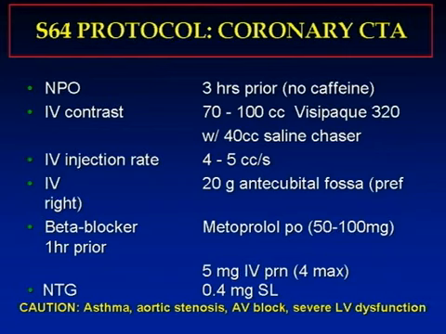Once we give them the oral beta blocker, we have them wait for about 45 minutes before we do the scan. Once the 45 minutes are up, we put them on the table, and if we need to, we'll then give them additional IV metoprolol in 5 milligram aliquots, and we'll give 4 maximum in that. In terms of beta blocking, you have to do it with caution in patients who have asthma, aortic stenosis, AV block, or severe left ventricular dysfunction.